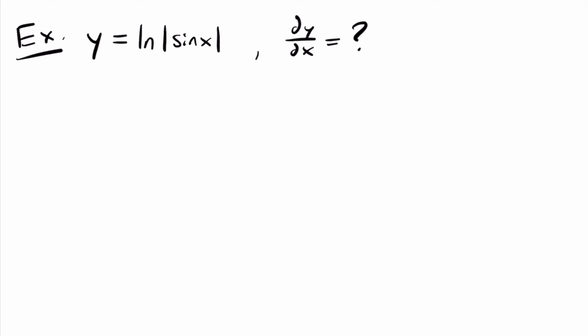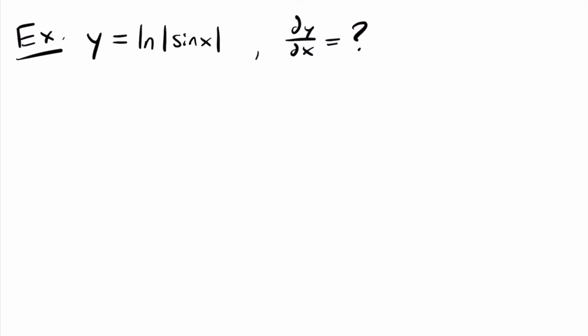Because remember, the natural log function is only defined for positive values, and the sine function does have some negative values, and so by putting these absolute value bars there, we ensure that we are only plugging positive values into the natural log function. All right, and so because of that, because the natural log function is only defined for positive values, these absolute value bars do not change the process of taking the derivative of this function.